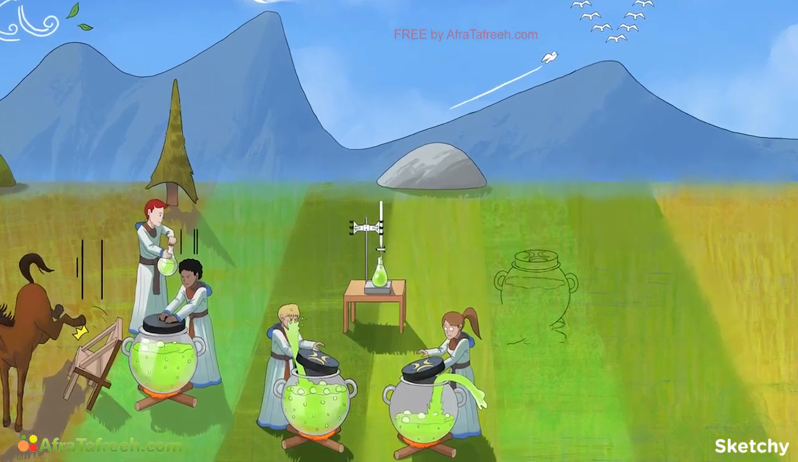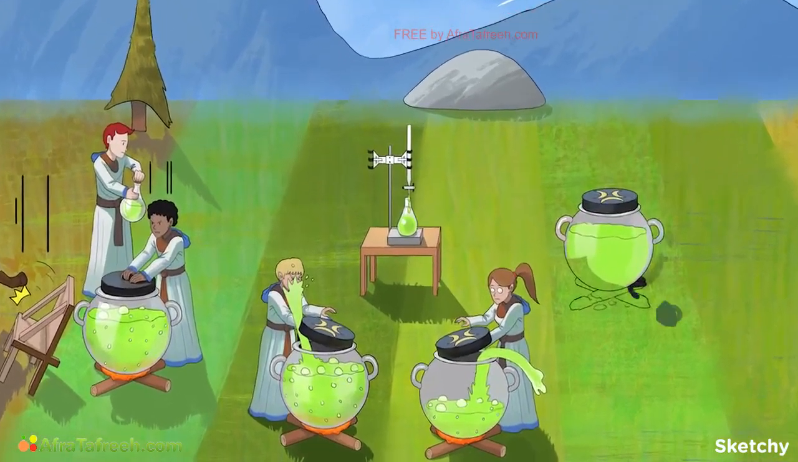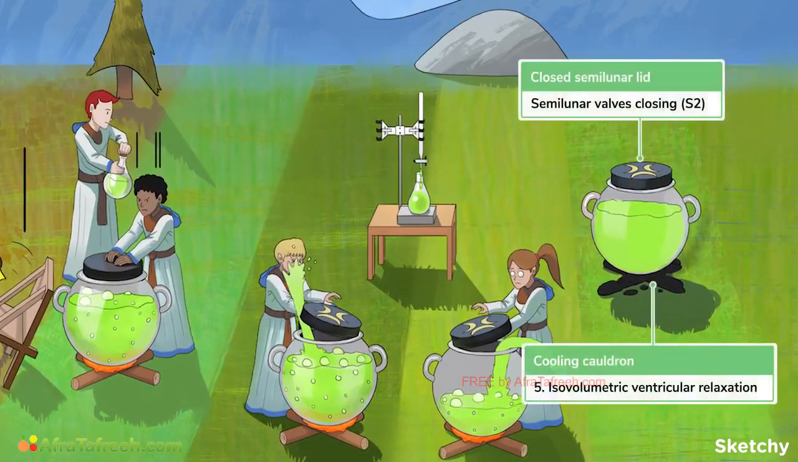The fifth phase of the cardiac cycle is isovolumetric ventricular relaxation. During this phase, ventricular repolarization completes and the ventricles begin to relax. This leads to a drop in the ventricular pressures below the aortic and pulmonic pressures and the closing of the semilunar valves. See this closed semilunar lid, which will also produce the second heart sound, S2.